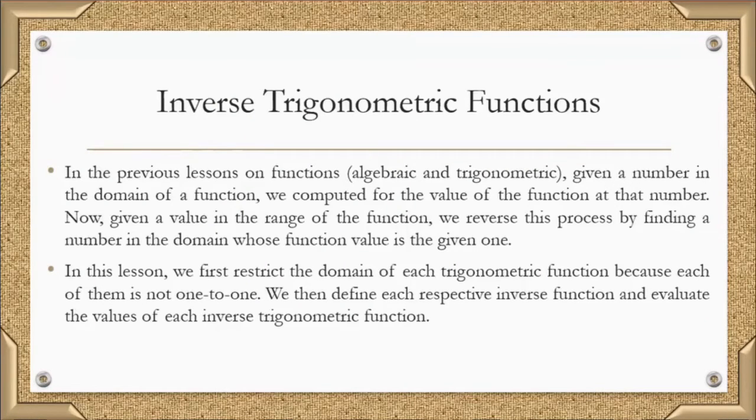In the previous lesson on function, algebraic and trigonometric, given a number in the domain of a function, we computed for the value of the function at the number. Now, given a value in the range of the function, we reverse this process by finding the number in the domain whose function value is the given one. So in this lesson, we first restrict the domain of each trigonometric function because each of them is not one-to-one. We then define each respective inverse function and evaluate the inverse trigonometric function.